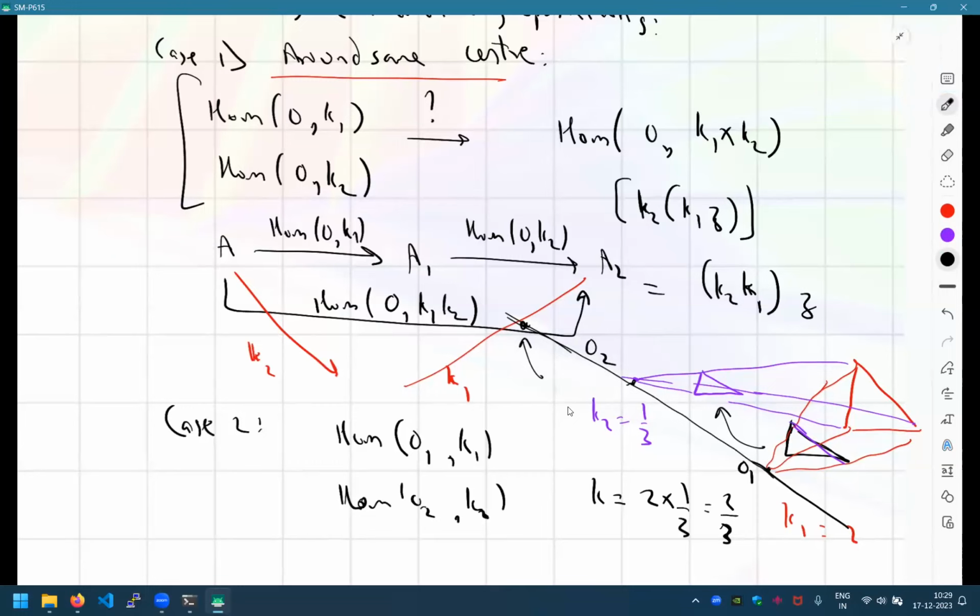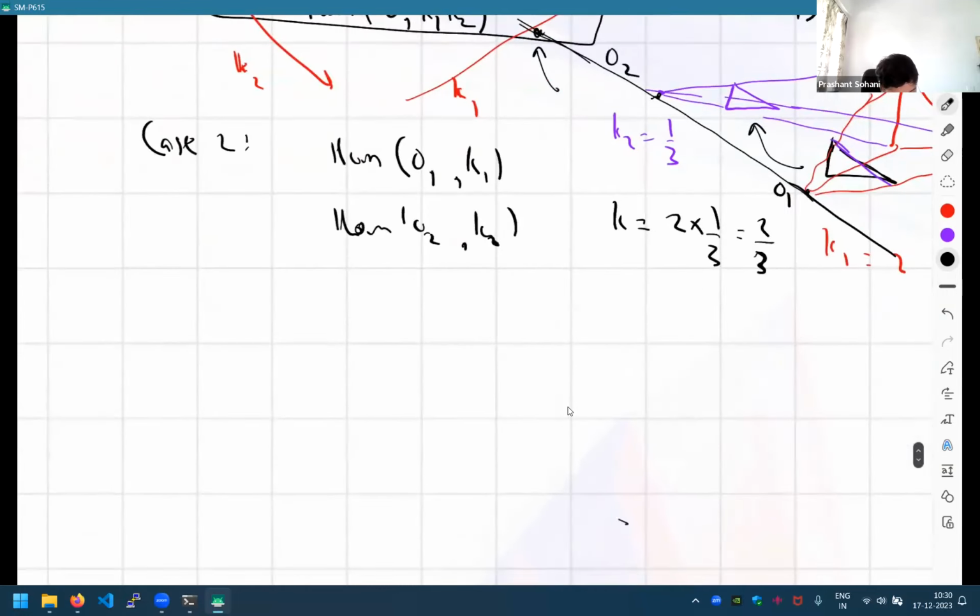I think we should divide O1O2 in the ratio of the final homothety. So it's 2 by 3. So maybe we should take O1O upon O2O is equal to 2 by 3. Yes, correct. Not exactly. You're almost correct. I would say the reverse order, and I'll explain the logic why.